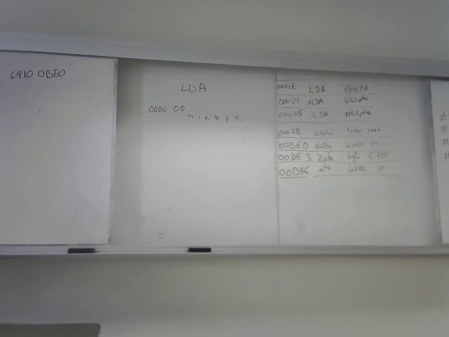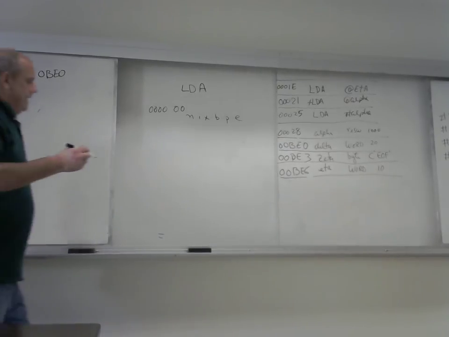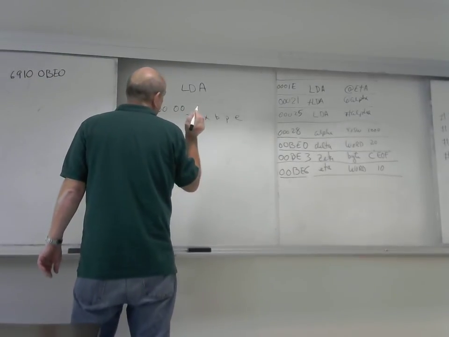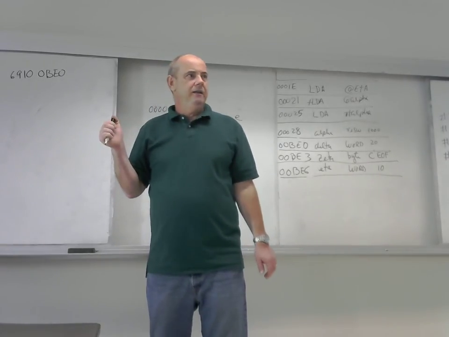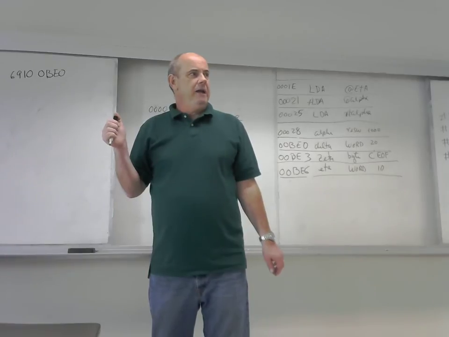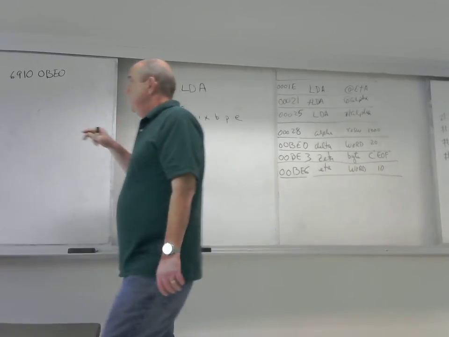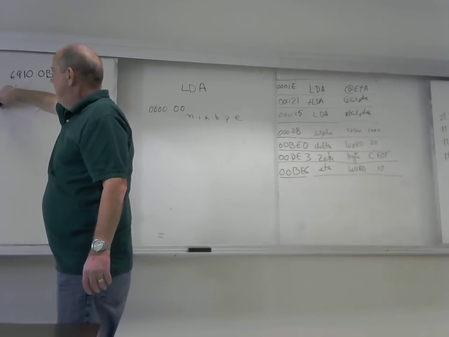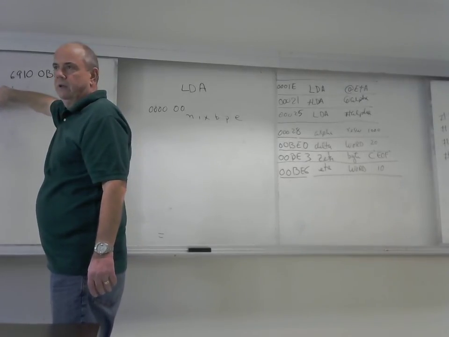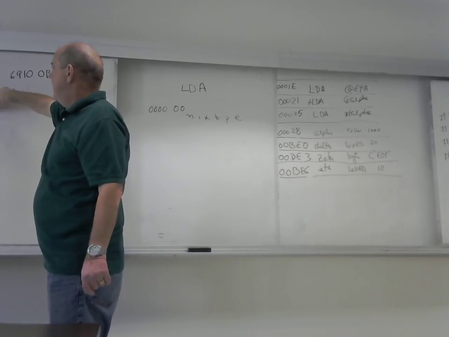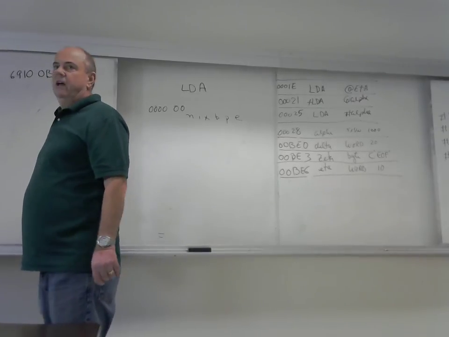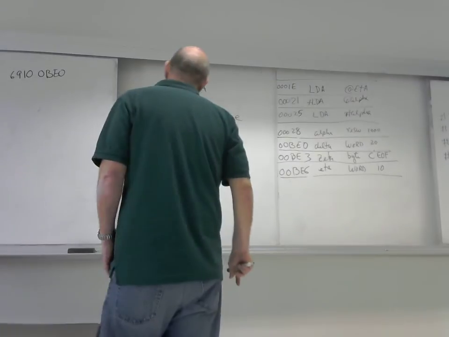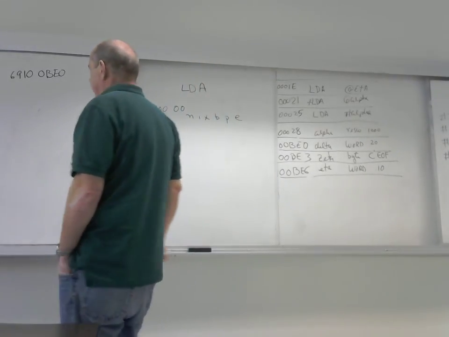Is it indirect? No, it's not indirect. Is it immediate? No. How do you know it's not immediate? There's no pound sign. So notice this and this are the same addressing mode. They're different in the sense that this is a constant and this is a symbol, but there's no pound sign. Therefore, it is not the immediate value.